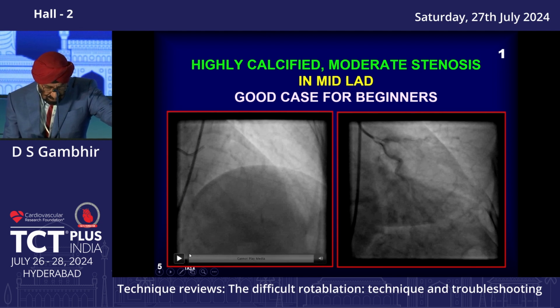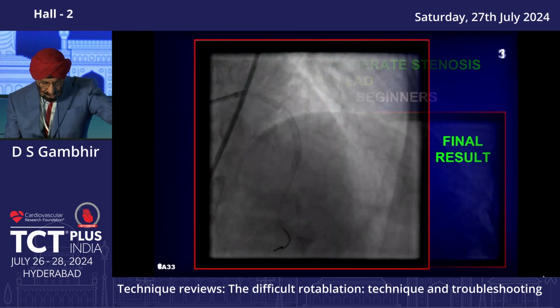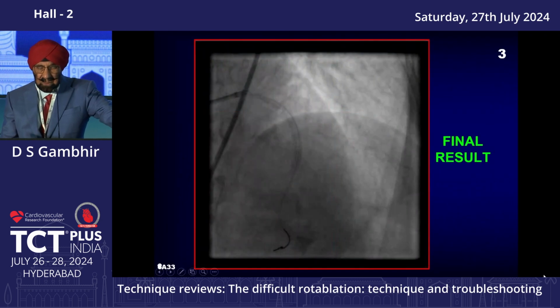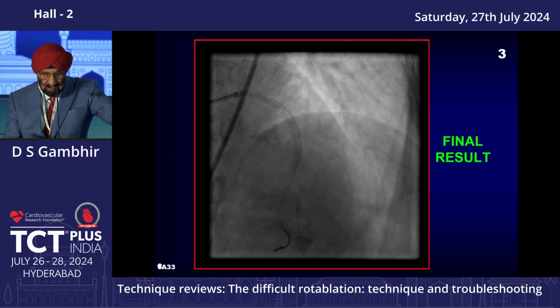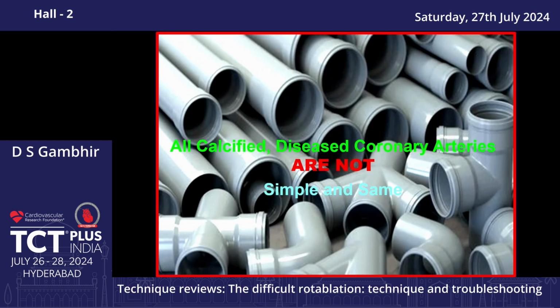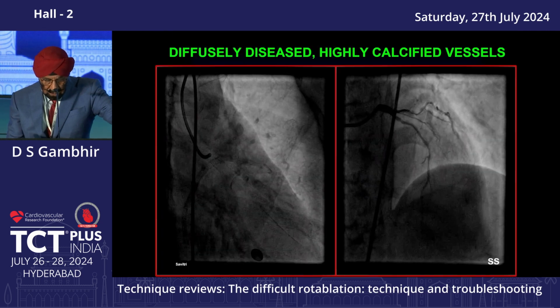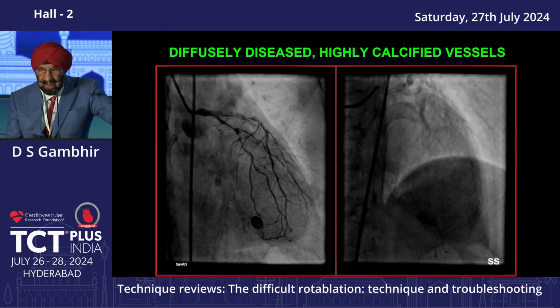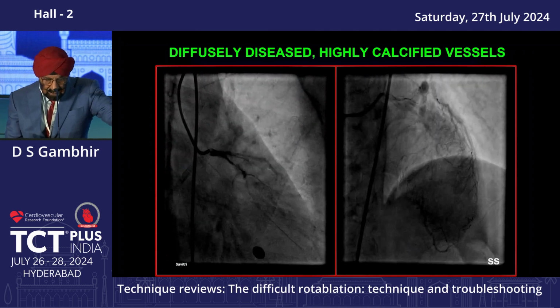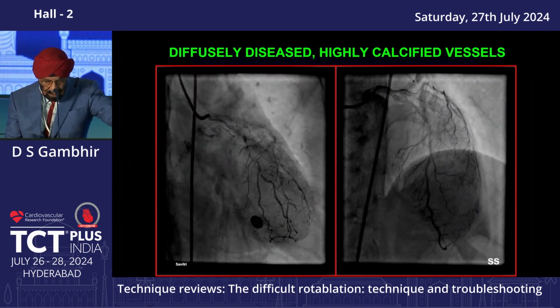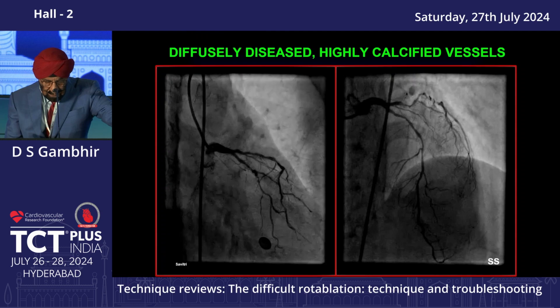This is an old case, that is why it is not working. Anyhow, this was a simple case to show you a simple LAD which was treated with rotablation, and this was the final result. But then the problem is that all diseased coronary arteries are not the same. They are not all simple cases of calcified coronary artery disease. They are highly complex, tortuous, and with variable degrees of calcium. For example, here is a diffusely diseased, highly calcified vessel, both LAD and circumflex.